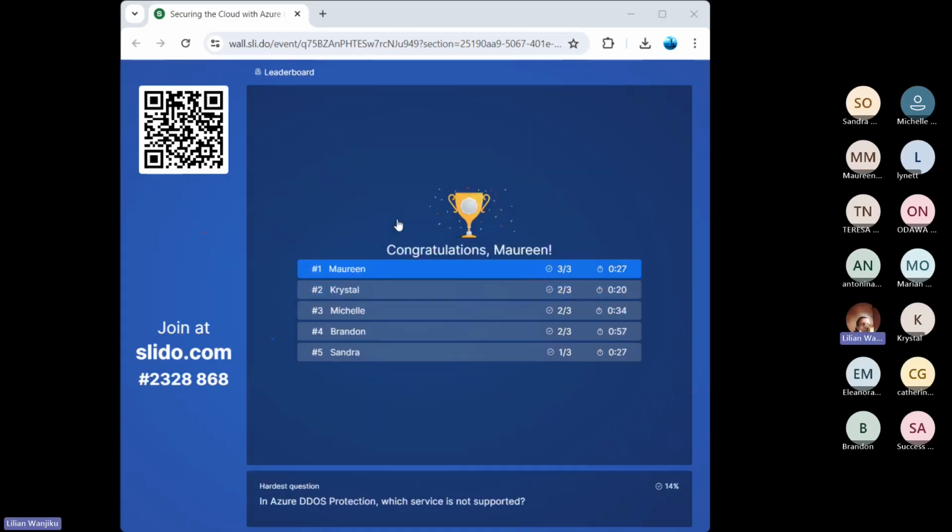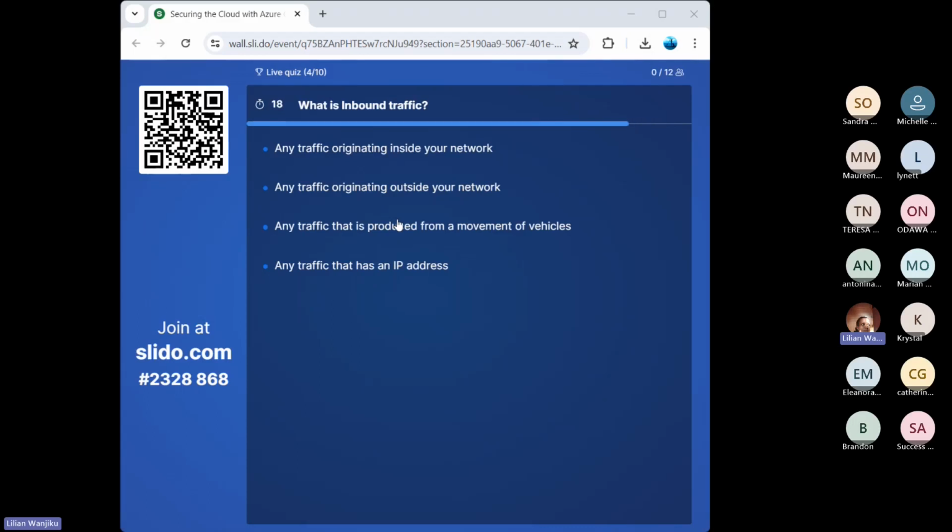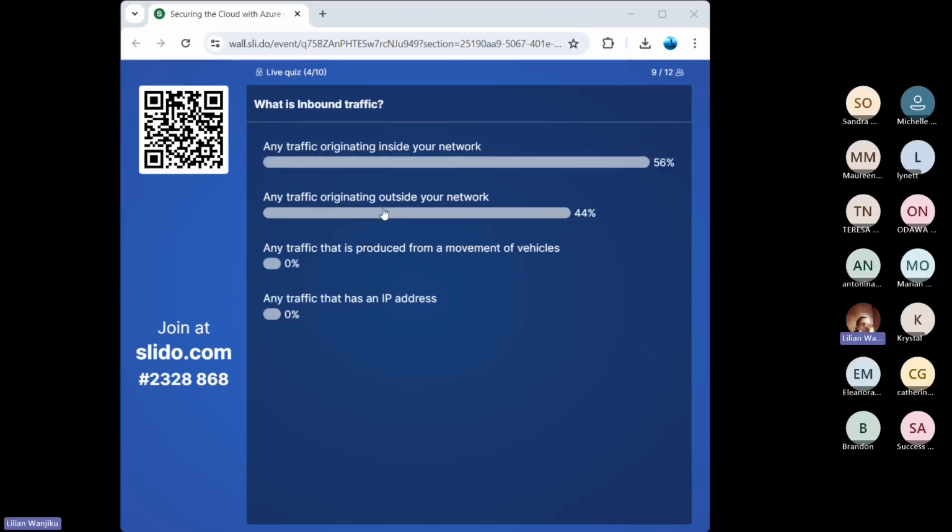Okay. For the next question, inbound traffic, what does that mean? We discussed it and explained with a demonstration of WhatsApp messages, how they work, and how we can apply that to inbound and outbound traffic. So you can select the correct option according to the way you understood it. We have the majority of us selecting originating inside your network, and some of us selected originating outside your network, and none of us selected the other two, which is good. So I don't know what you guys think.